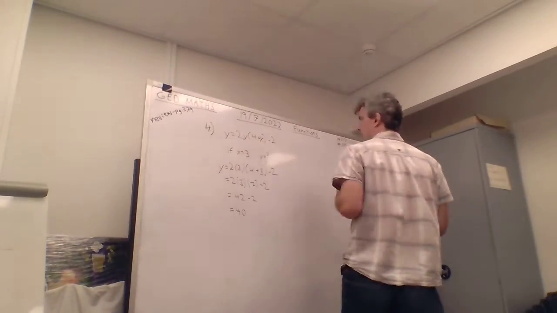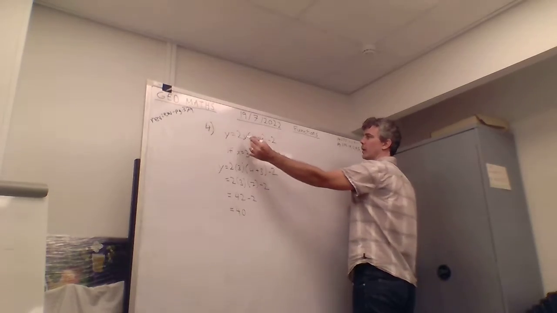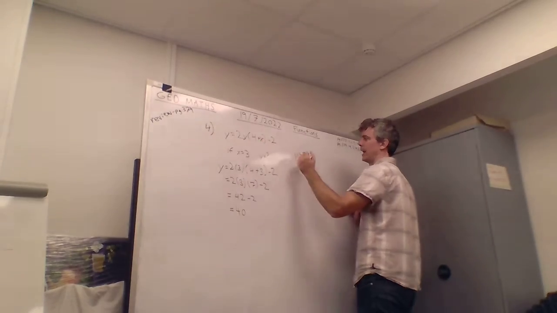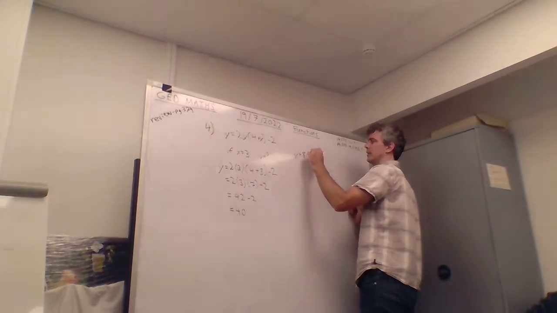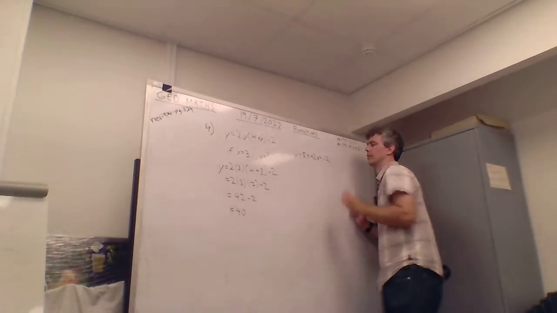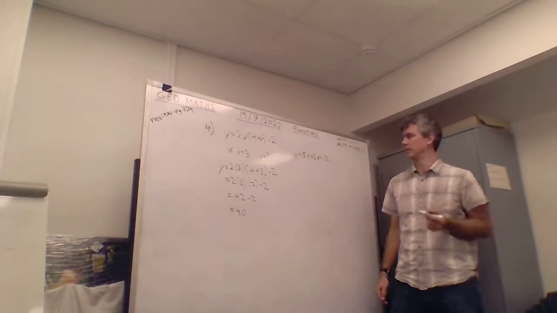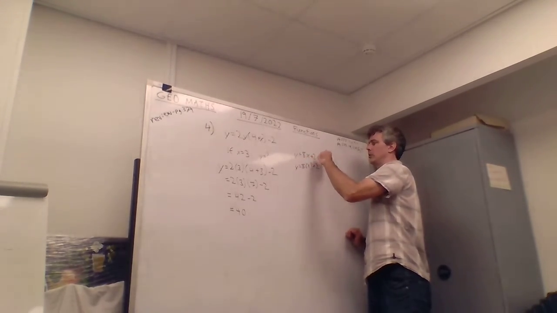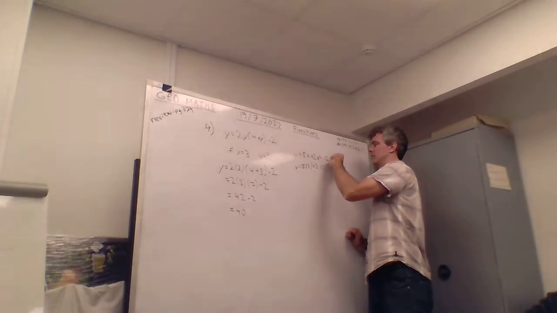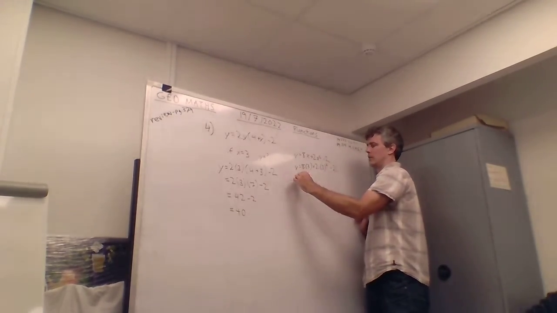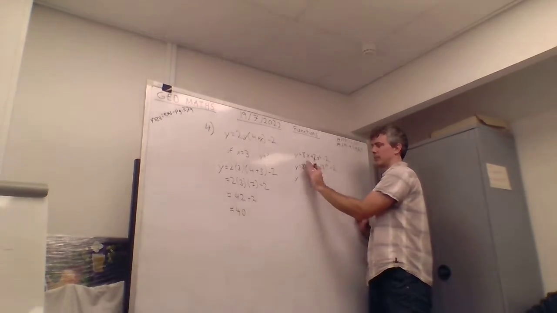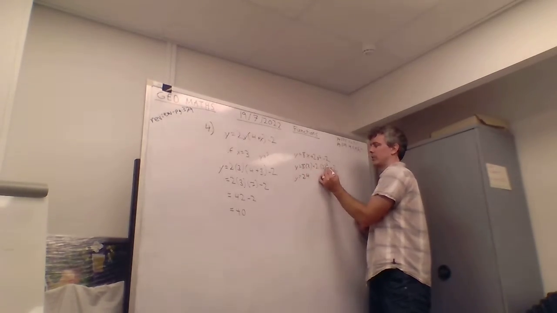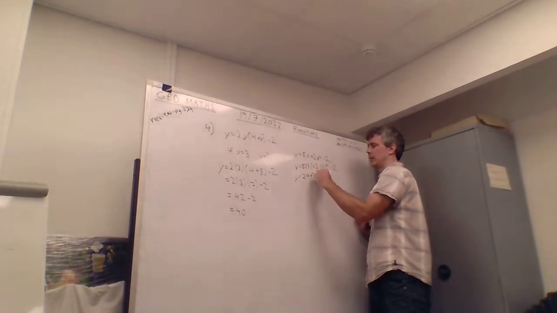Another way you could have done this is to simplify it first. So what is 2x times 4? 8x. What is 2x times x? 2x squared. So it's 8x plus 2x squared minus 2. And then you substitute 3 in. So y equals 8 times 3 plus 2 times 3 squared minus 2. So 8 times 3 is what? 24. What is 3 squared? 9. So it's plus 2 times 9 minus 2.